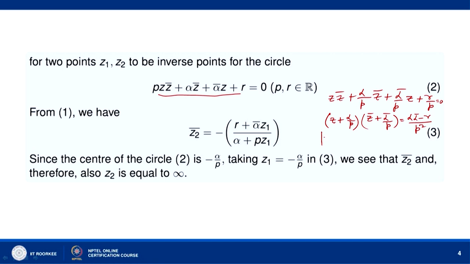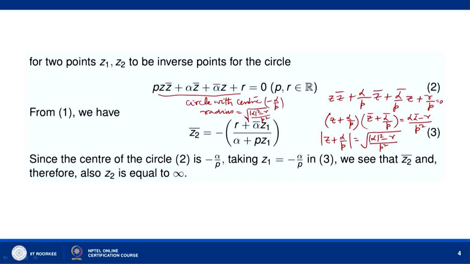So this gives mod of z plus alpha by P equal to square root of mod of alpha square minus r divided by P square, because the left hand side is mod of z plus alpha by P. P conjugate we are not writing because P is a real number. So this equation represents a circle with center minus alpha by P, and radius square root of mod of alpha square minus r divided by P square.